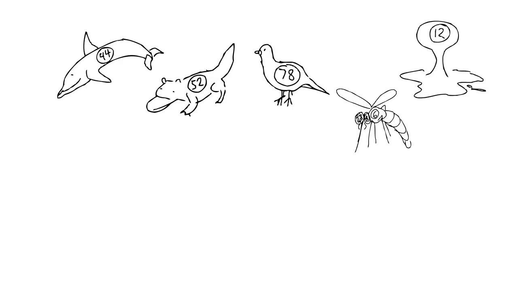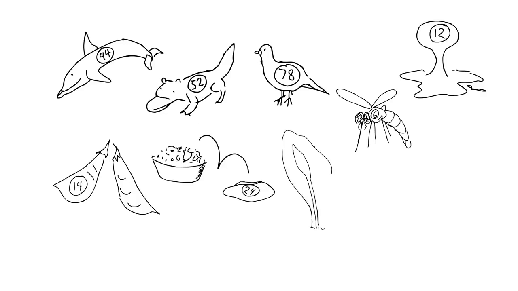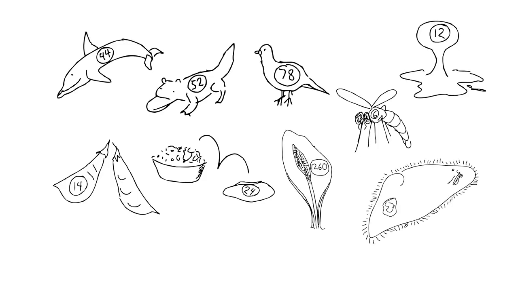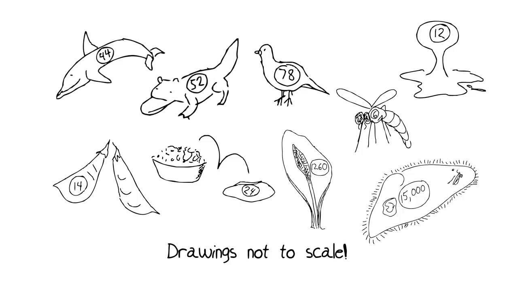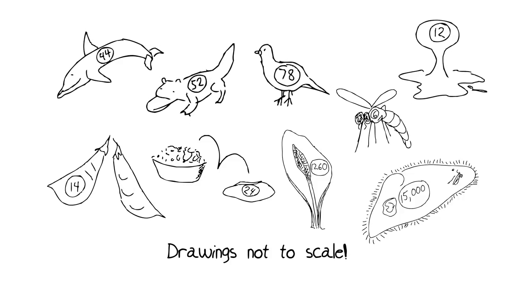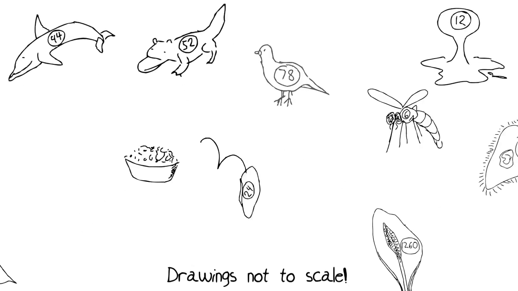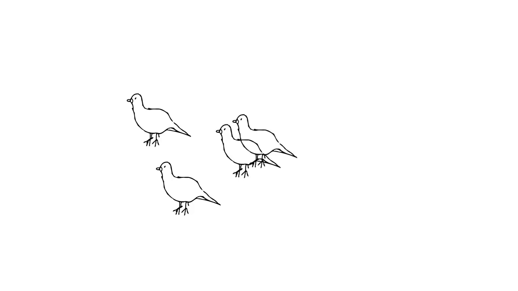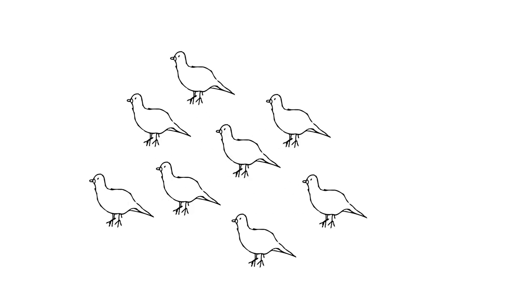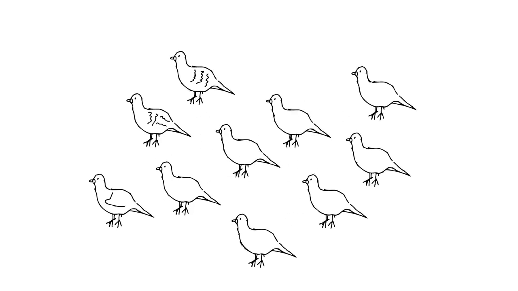A slime mold has 12. Peas have 14. Rice has 24. The adder's tongue fern has 1,260. And there are some kinds of single-celled microbes that are said to have more than 15,000 tiny little chromosomes in each cell. You can see that chromosome number isn't directly related to the complexity of the organism. And you can also see that species vary genetically, but it's important to note that individuals within a species do too. So, why do individuals vary?